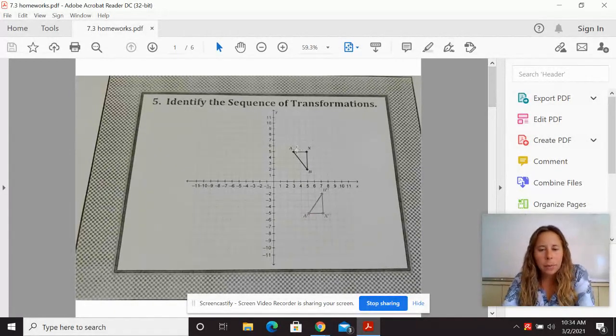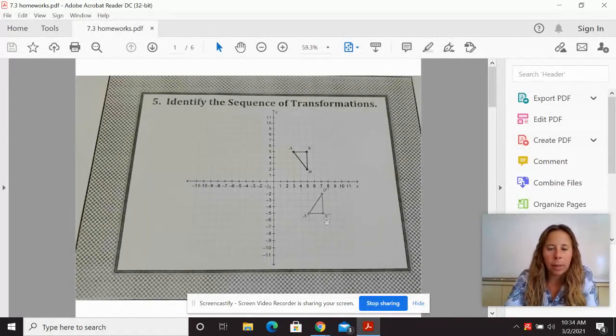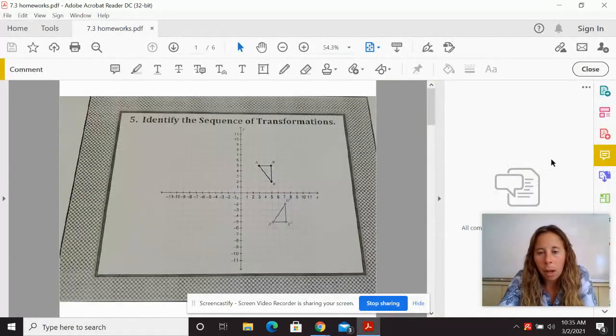So looking at number 5, I'm trying to translate triangle ABX onto A double prime, B2, X2. We'll just call it that. There are a few different ways you can do it. I'm going to start out by commenting on this.